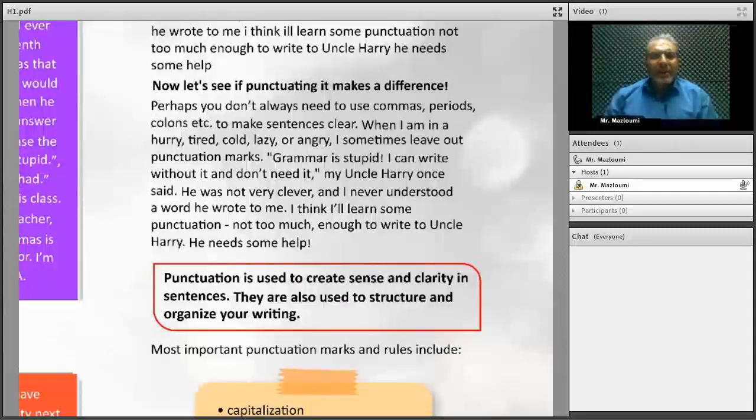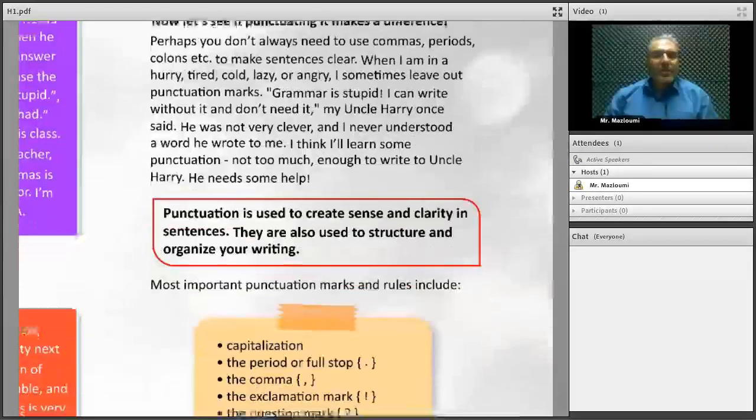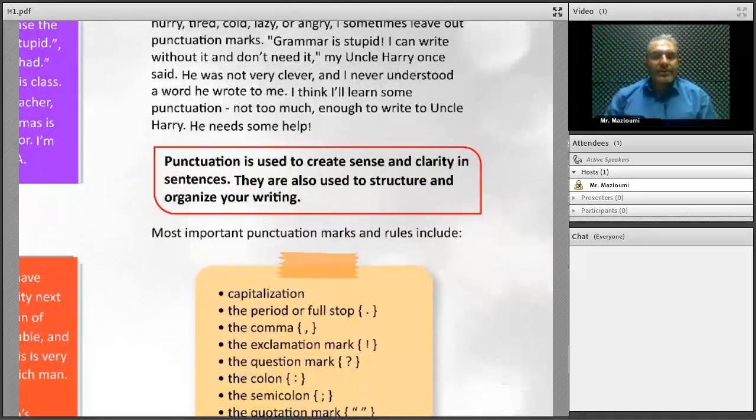He was not very clever, he sure wasn't, and I never understood a word he wrote to me. I think I learned some punctuation, not too much, enough to write to Uncle Harry. He needs some help. He sure does.